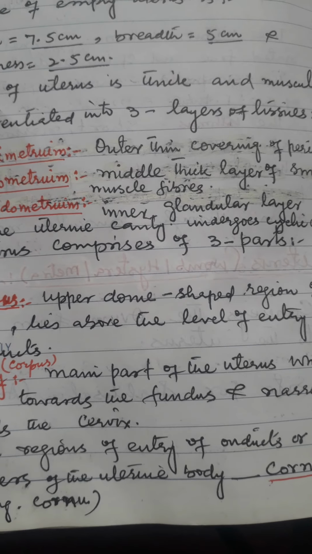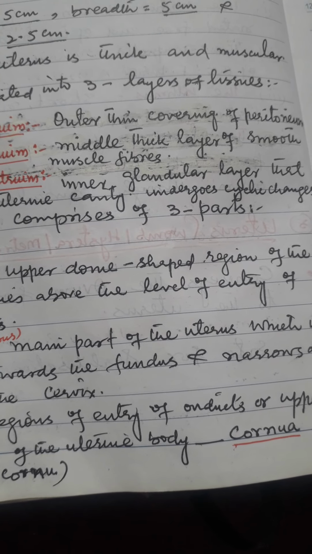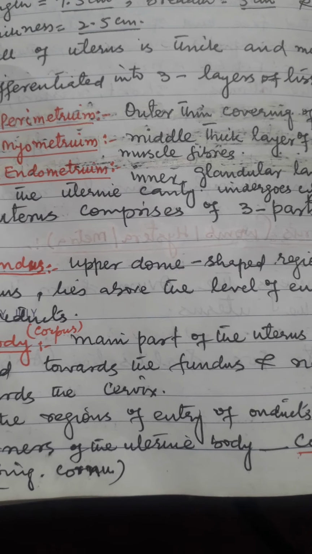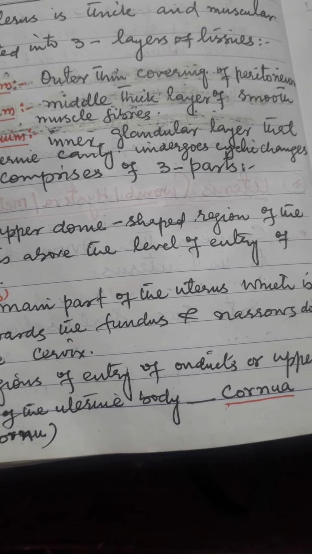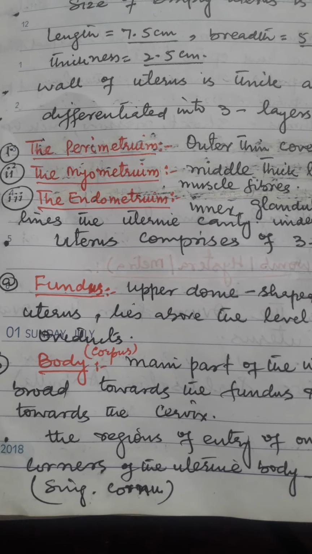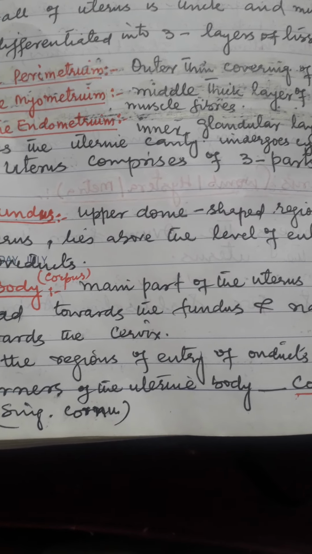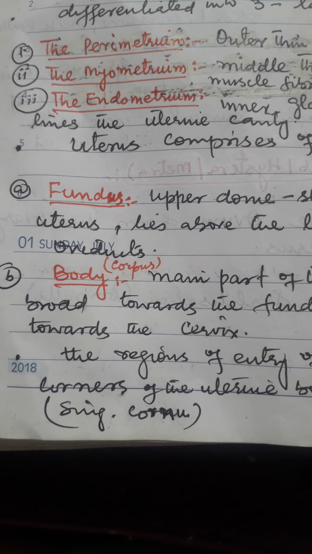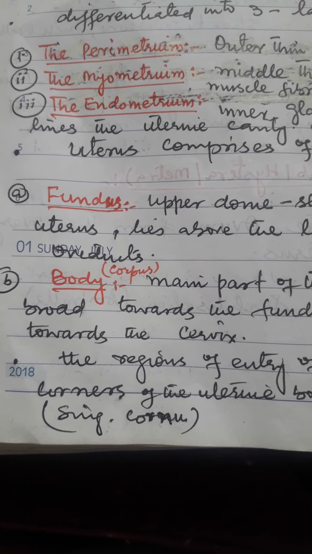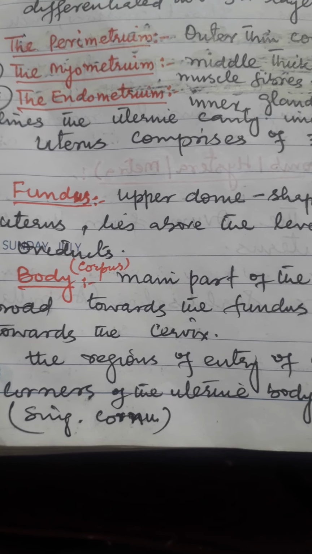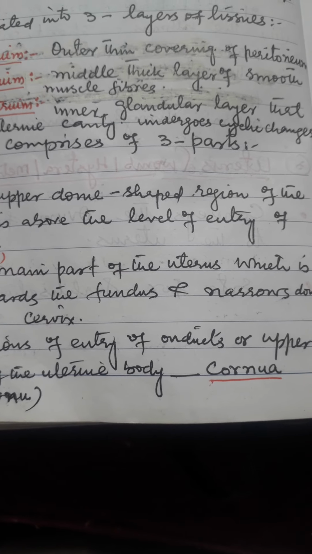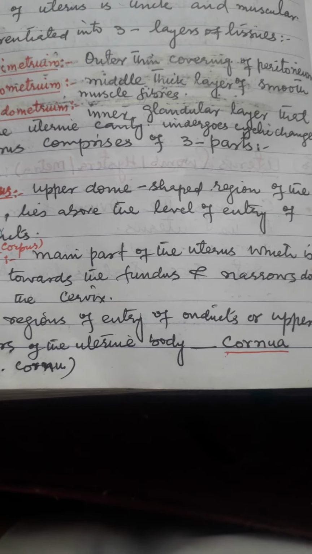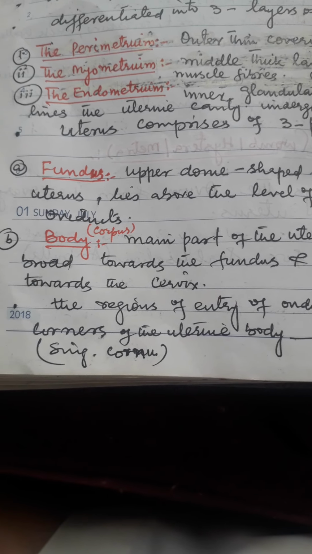The endometrium is the inner glandular layer that lines the uterine cavity. It undergoes cyclic changes. Uterus comprises of three parts: A, fundus; B, body or corpus; C, cervix. Fundus is the upper dome-shaped region of the uterus. It lies above the level of entry of oviducts.